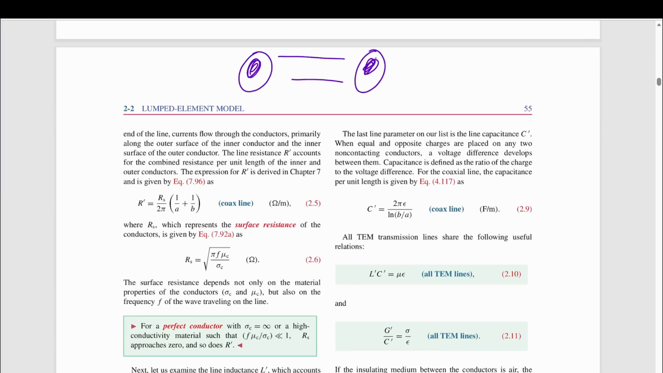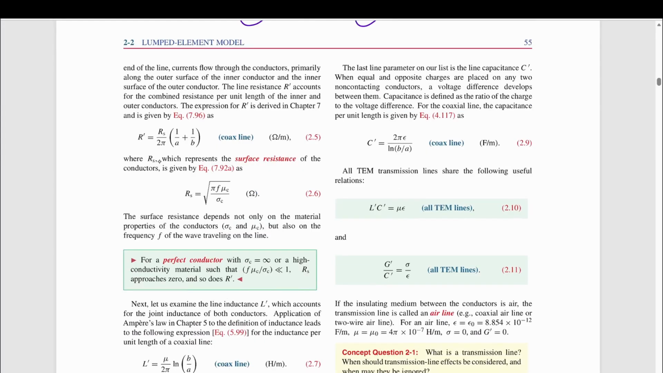As we said earlier, we're not concerned with the derivations. This is the equation for it, and we may see the derivations in later chapters, where R_S represents the surface resistance of the conductors and is given by this equation. The surface resistance depends not only on the material properties of the conductors, but also on the frequency of the wave traveling on the line. So as we can see here, it's a function of frequency.